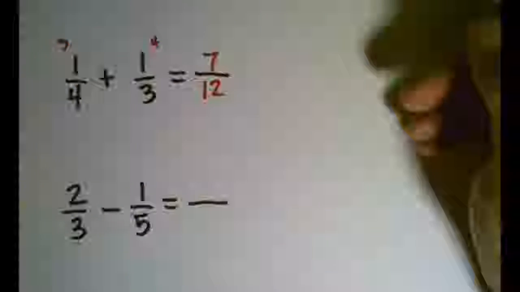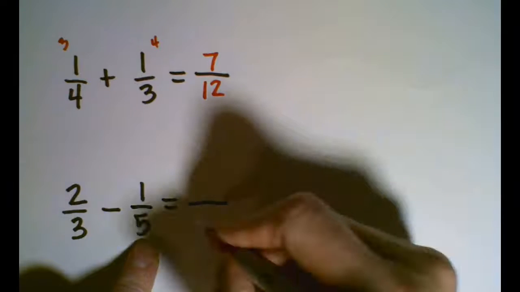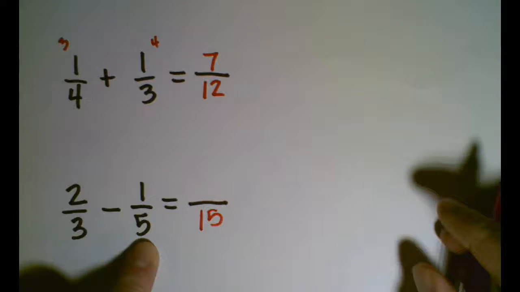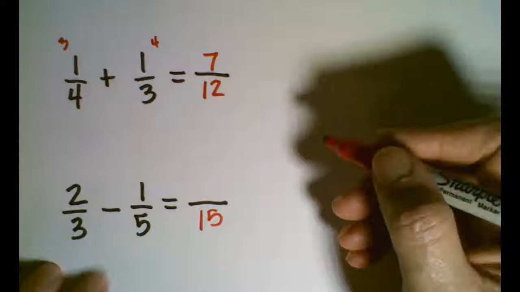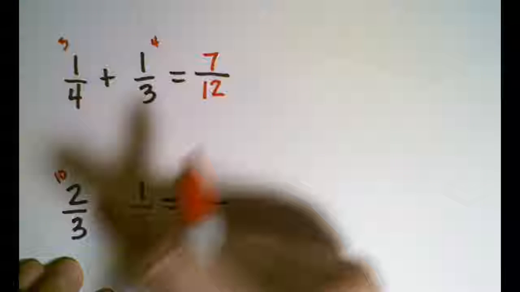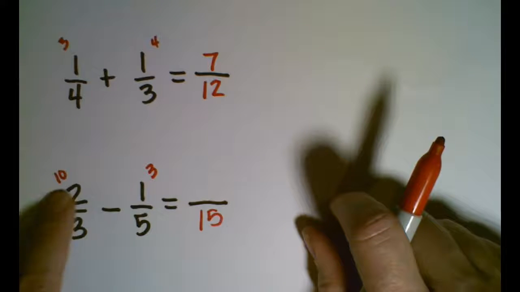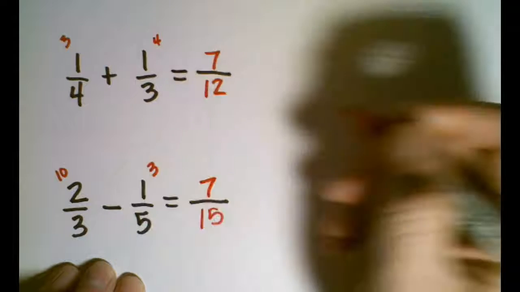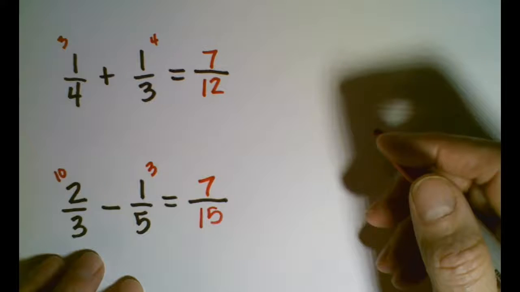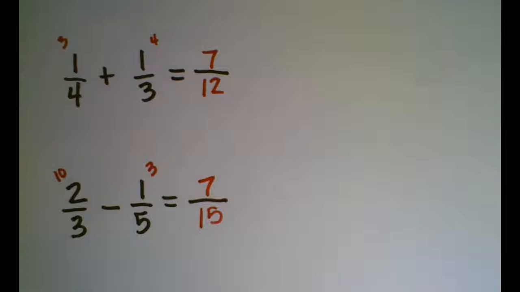Let's do another one, this time subtraction. Okay, step 1, multiply the denominators. 3 times 5 is 15. Step 2, cross multiply the numerator and denominator that are opposite one another. 2 times 5 is 10. 3 times 1 is 3. Step 3, add or subtract the numerators. In this case we're subtracting. 10 minus 3 is 7. And step 4, reduce if needed. Again, 7/15 is in its lowest form, so that is our final answer.